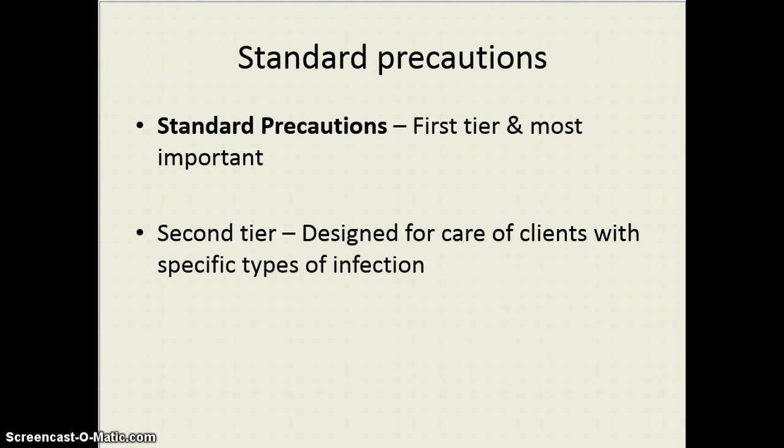As we look at standard precautions, that is our first tier, always used. It's our most important because these guidelines came out where we look at what we need to do as far as precautions for every patient. So every patient gets standard precautions. If I'm going to help somebody with oral care, I am going to have gloves on at all times. Our second tier then is for specific types of infections, and that's where your infection control nurse comes in and says what we need to do.